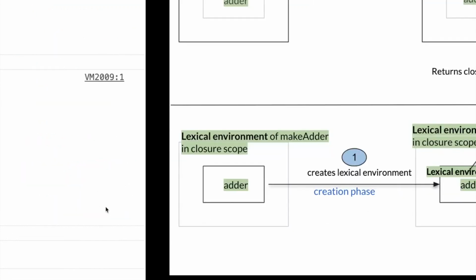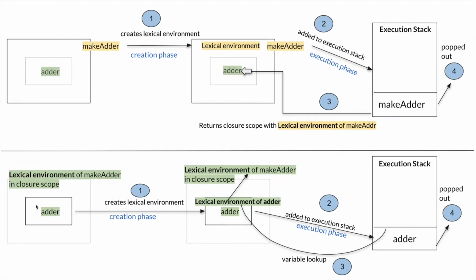Let's see how. Let's go back to the diagram. So when the adder function started executing, it does the same thing which makeAdder did. The execution context executes it in two phases. The first is the creation phase, in which it creates adder's lexical environment, and in the second phase it puts the adder function onto the execution stack to start its execution.